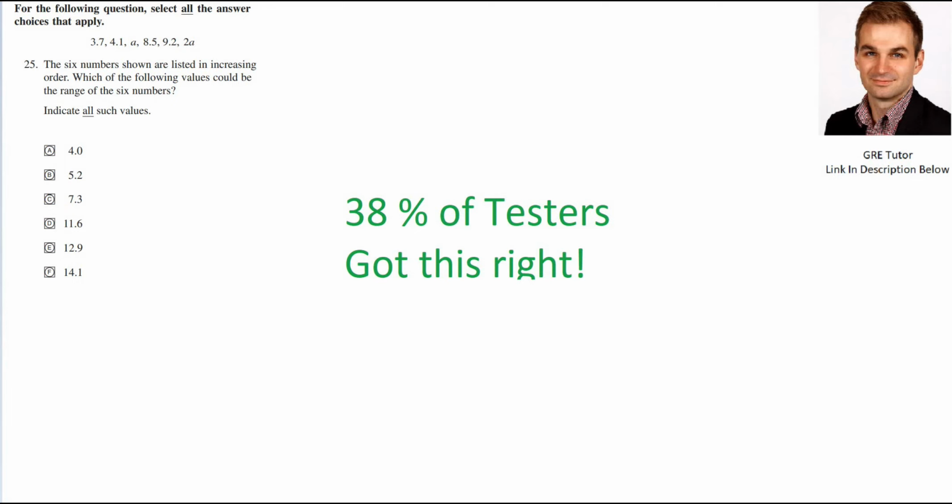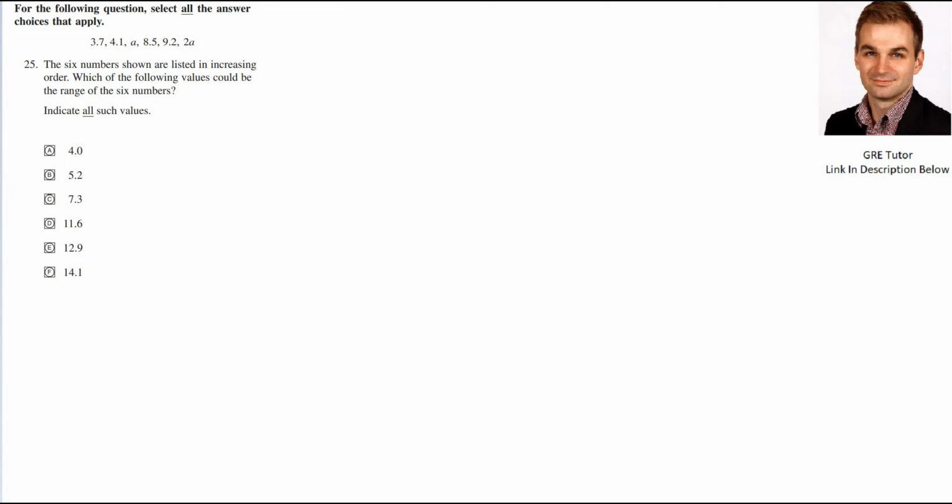Okay, so let's look at this problem and see what we can do. It says, for the following question, select all answer choices that apply. Then it gives you 6 numbers: 3.7, 4.1a, 8.5, 9.2, and 2a. And it says the 6 numbers shown are listed in increasing order. Which of the following values could be the range of the 6 numbers?